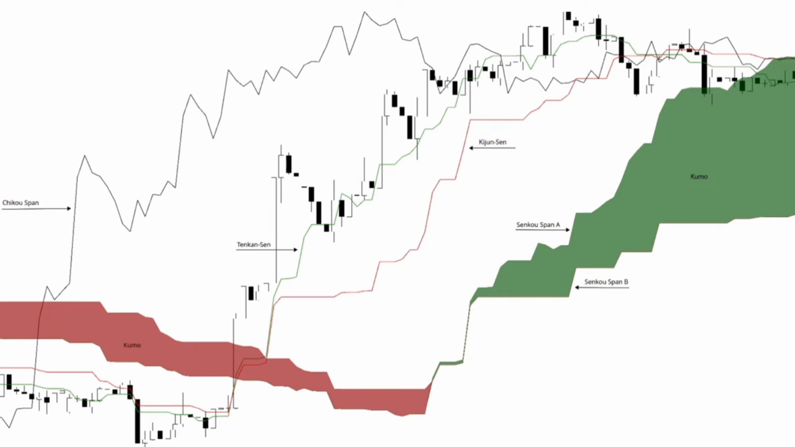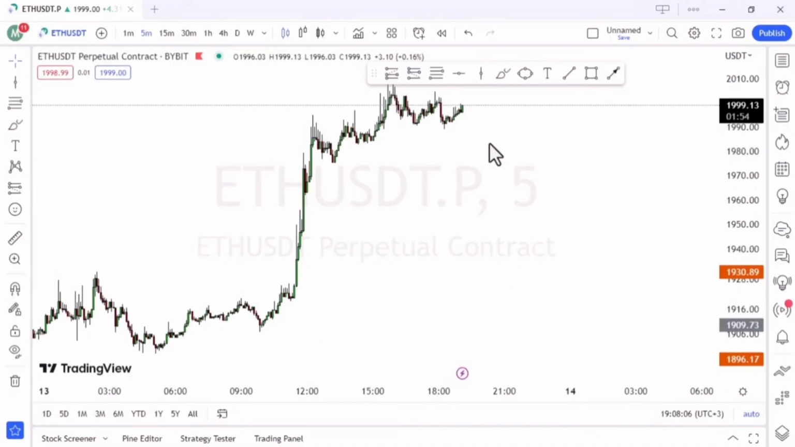When the distance is wide, it indicates a strong momentum. On the other hand, when the distance is narrow, it indicates weak momentum. Well, if you don't know how to bring up an indicator on the chart, you have to watch my previous videos, which I'm gonna leave the link both above here and down in the description.